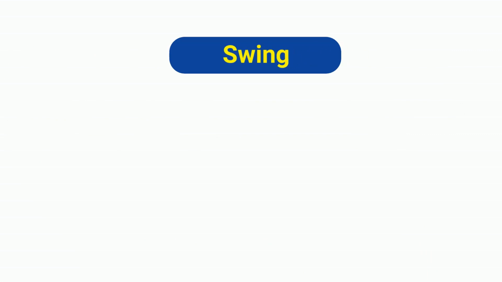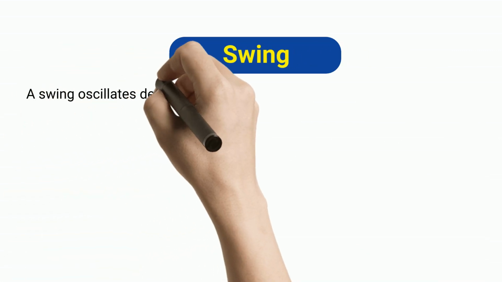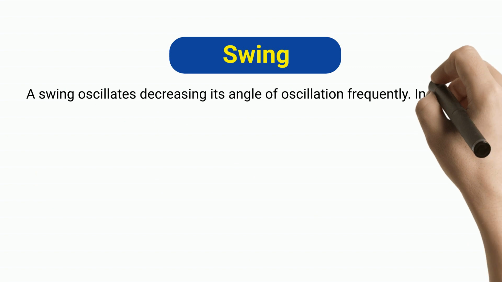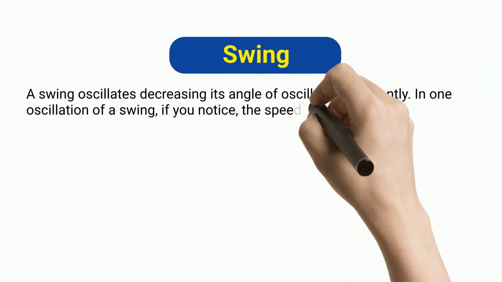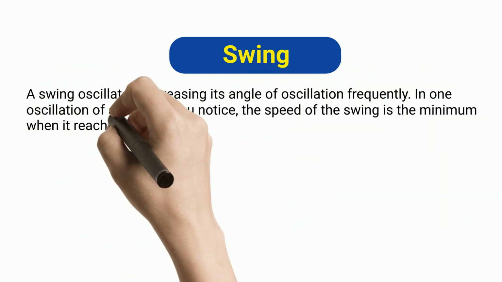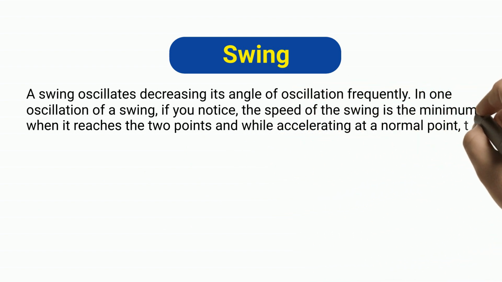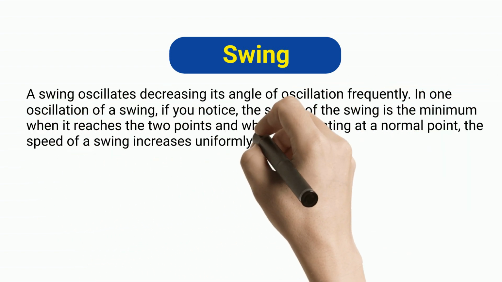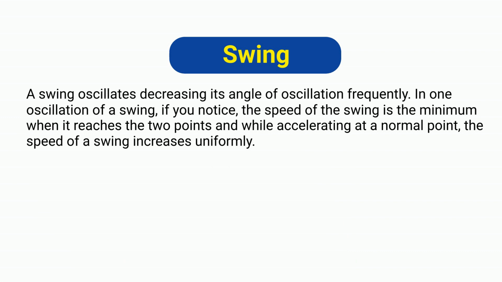Swing. A swing oscillates, decreasing its angle of oscillation frequently. In one oscillation of a swing, if you notice, the speed of the swing is the minimum when it reaches the 2 points, and while accelerating at a normal point, the speed of a swing increases uniformly.